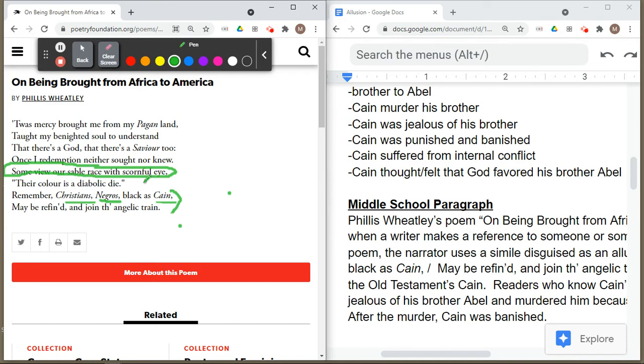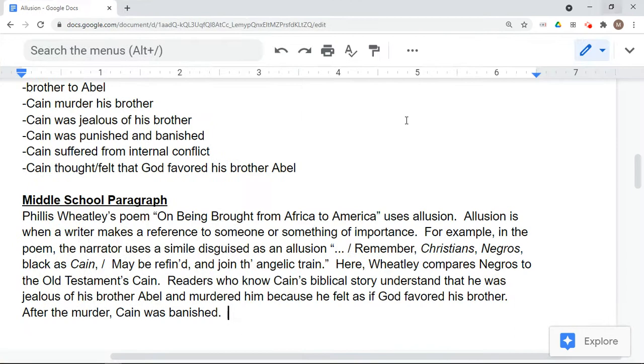So diabolic, what does it mean to be diabolical? Well, think about the Latin diabolo. What does that really mean? Well, it means the devil. So in this case, there's no doubt that she uses the word race, she uses the word color, and then she says it again with black. So we've got to pick up on what she's arguing here. She's reminding Christians, and specifically white Christians, that even though we are black, and we may be black as Cain, we will be going to heaven too. And interestingly, she uses the helping verb: may be refined and join the angelic train.